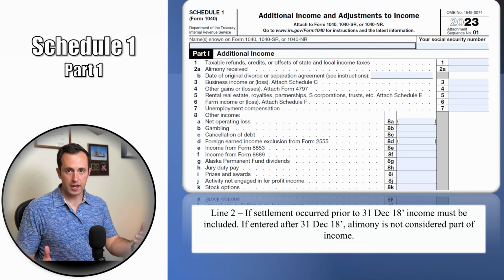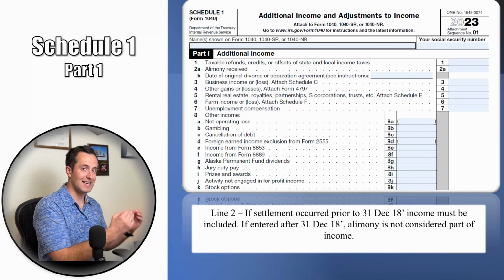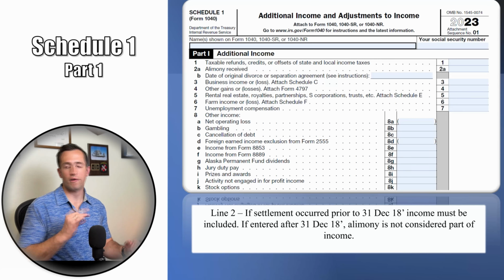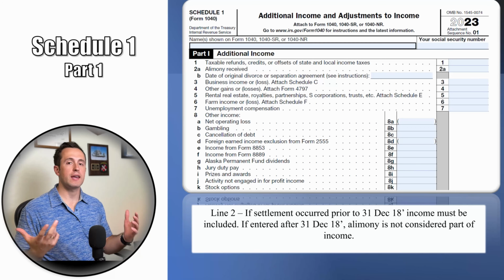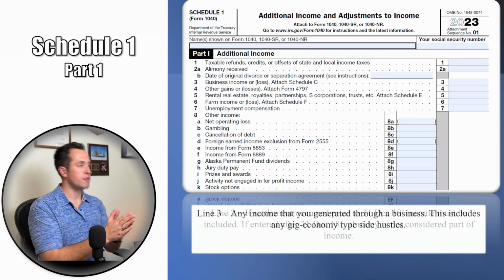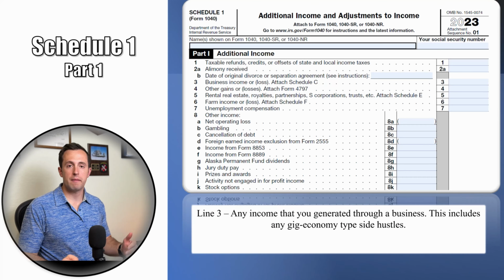And then an additional thing, if you are filing that this is a part of your income, you do have to provide your social security number to whoever is paying you that income, so that way they can have the proper tax documentation. Going on, line 3, this is business income or loss. This is going to be coming from a Schedule C.